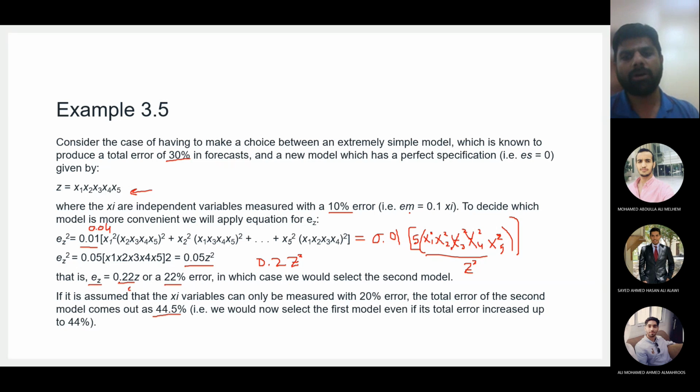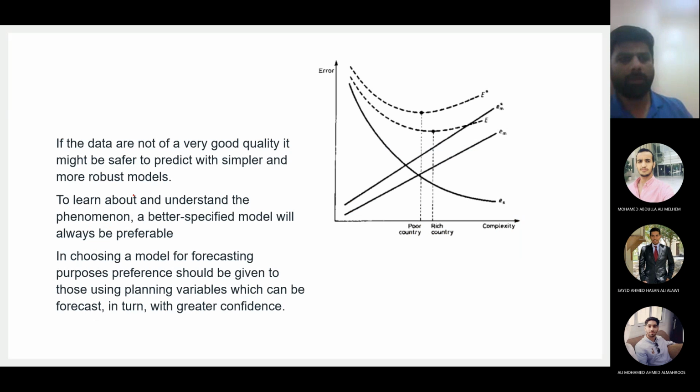So it depends upon the measurement error. With 10% measurement error, using this equation is better. If you increase the measurement error, then you have to decide again. You do the calculation and decide whether you should use this equation or the previous one.